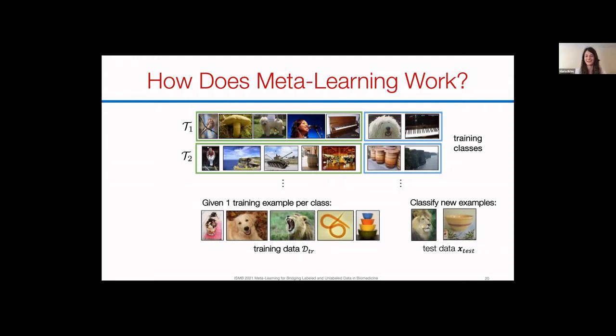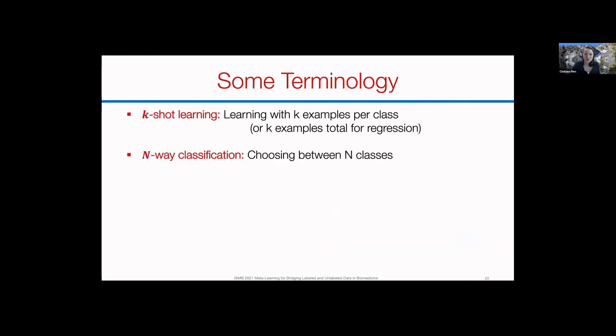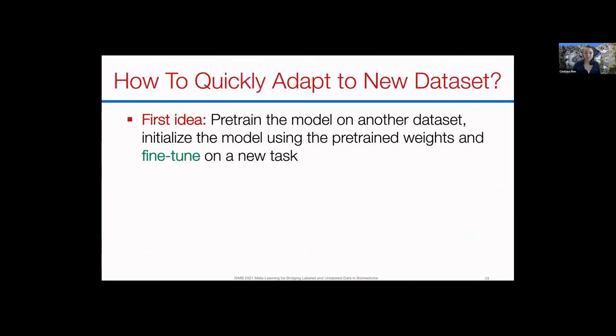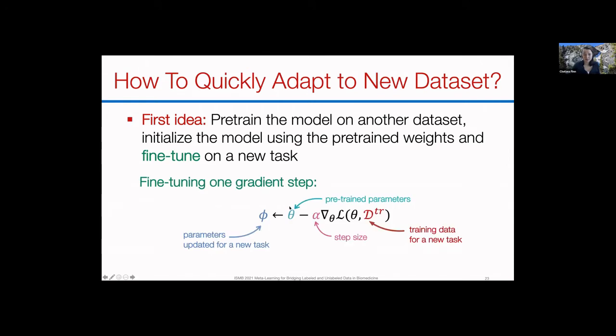Great. So one way that we could approach this problem is to just pre-train the model on our previous tasks, initialize the model using those pre-trained weights, and then fine-tune your model on your new task. The way this works is you pre-train some parameters of your neural network on your previous tasks, and then you run gradient descent on your training data for a new task with some step size. This is showing one step of gradient descent, which would give you the parameters for a new task. Typically you would run multiple steps of gradient descent to fine-tune your network and hopefully get a model that can accurately predict the correct class for your new task.